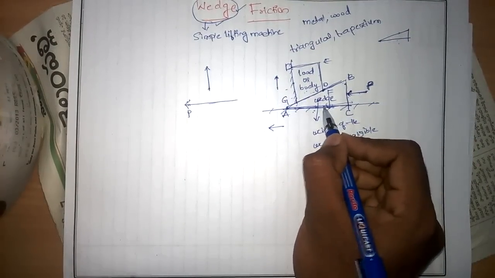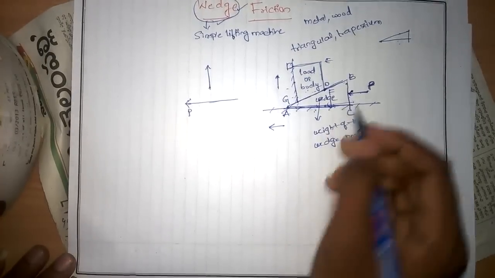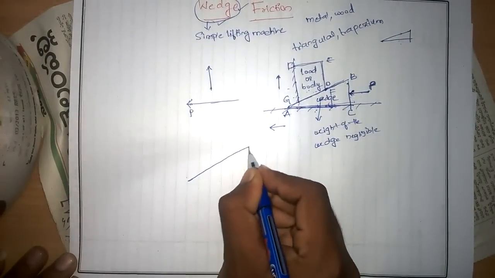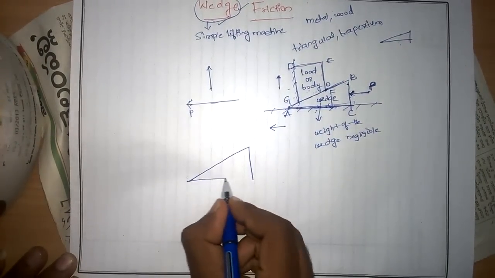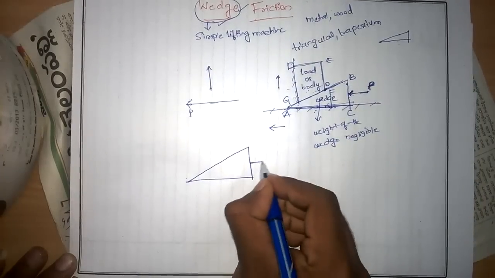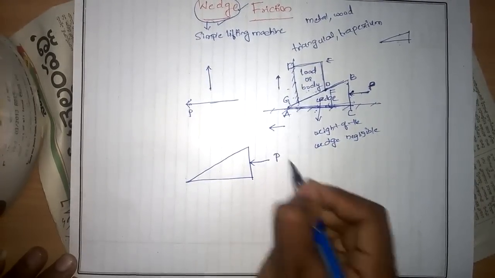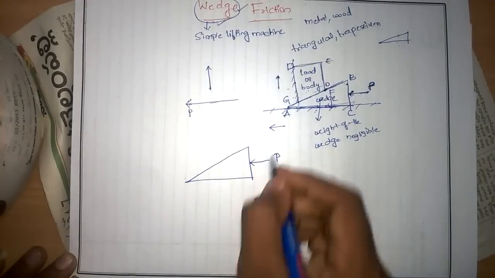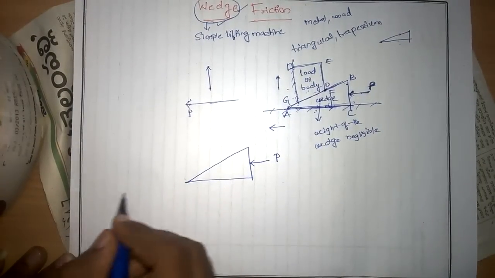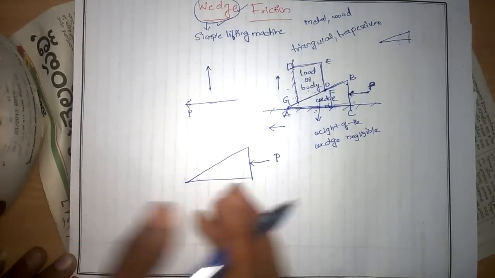Now consider the forces acting on this particular wedge. The force P is acting on the wedge, and whenever the wedge moves in this direction, friction always acts opposite to the applied force.